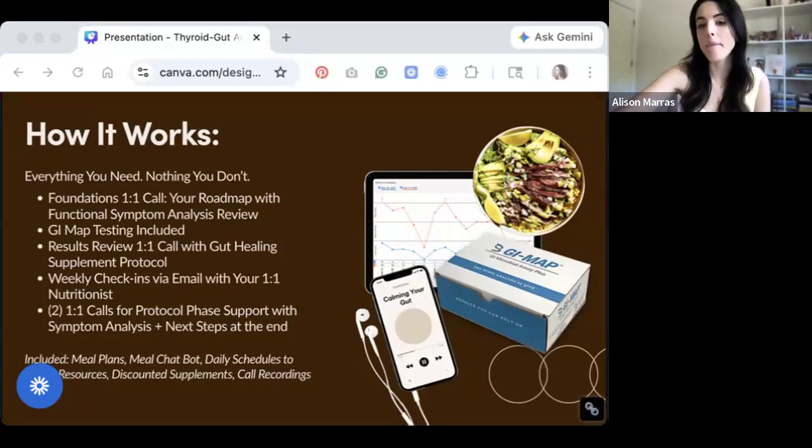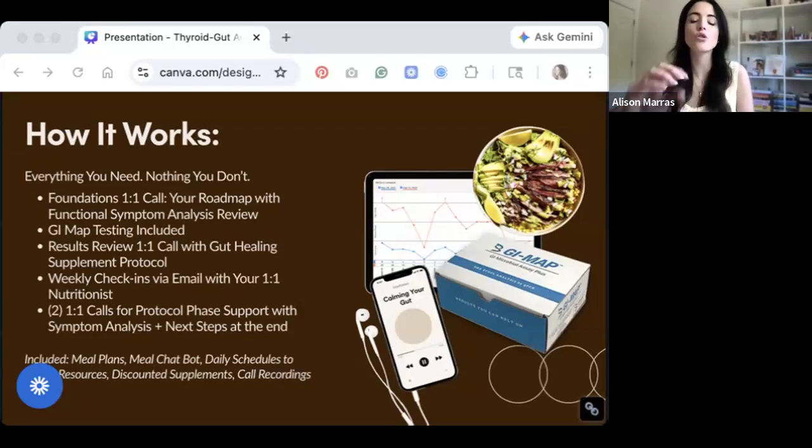Then we prepare you for the GI map test with that pre-tox. Usually it's a few supplements that will be best for you and get everything ordered so you can take the test. It'll come right to your door. Everything's included so that you're fully prepared and being set up for success with the protocol. And then once we have results back, we're going to meet one-on-one with you again to review it, get your protocol in place, answer any questions so you are totally held and supported, and you have everything you need to begin.